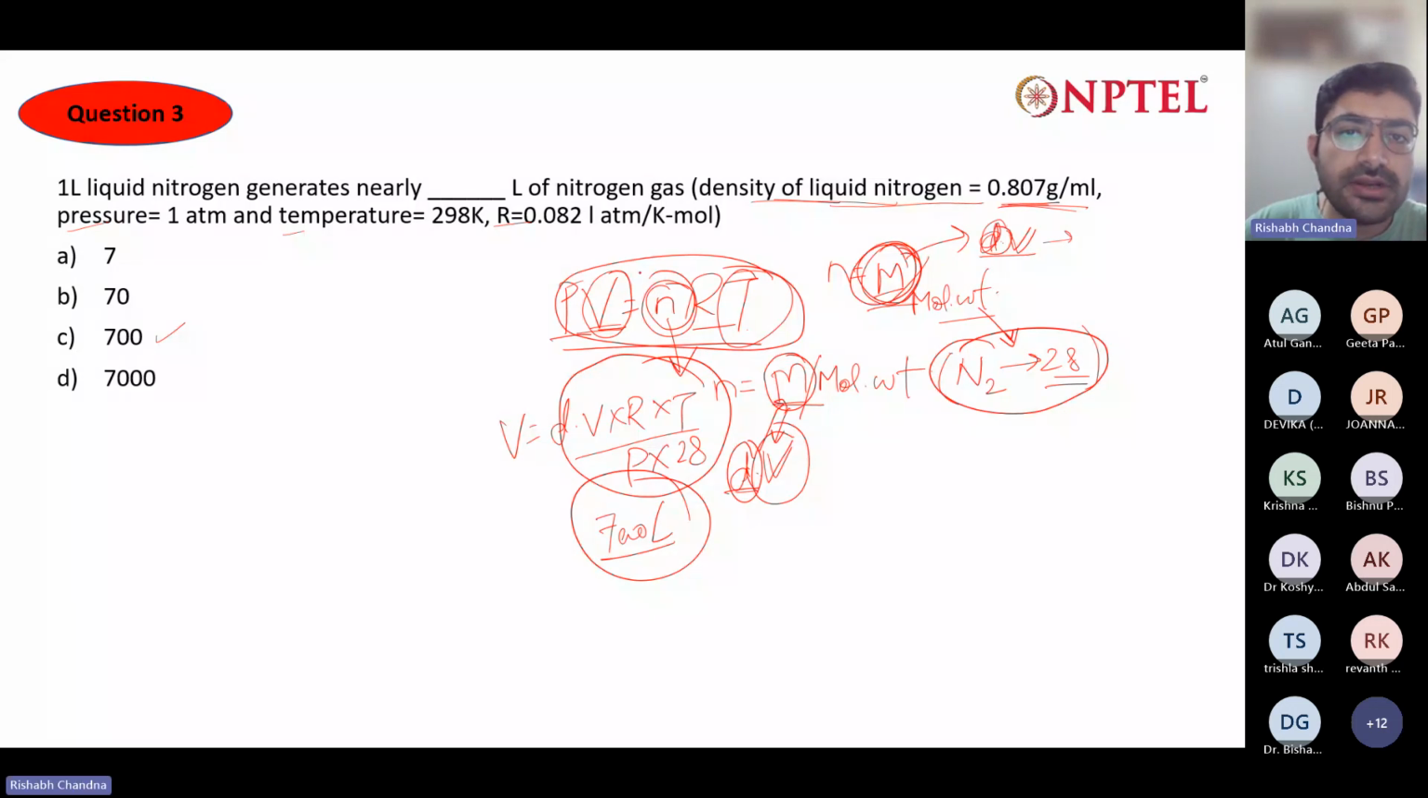Now we have to calculate the volume of the gas. For that, we'll rearrange this equation and this will lead to this formula. This will be density of liquid nitrogen into its volume into gas constant into temperature, divided by the pressure and the molecular weight of the gas. After substituting all these values, it will yield an answer of nearly 700. It will be 705 or 706, which is nearest to 700 liters. So that's why this will be the answer.